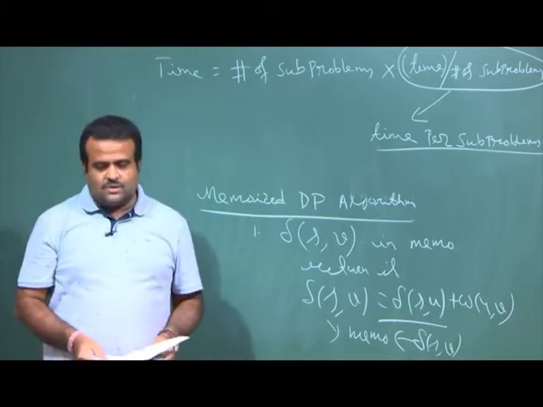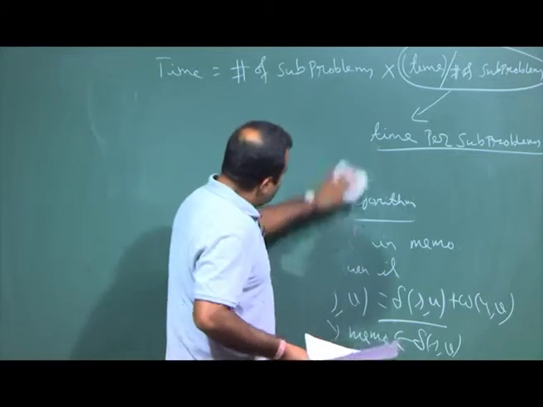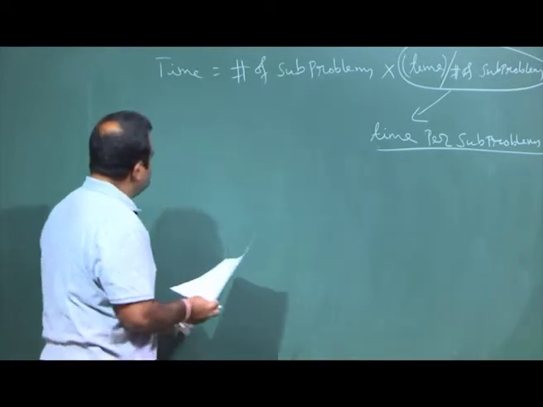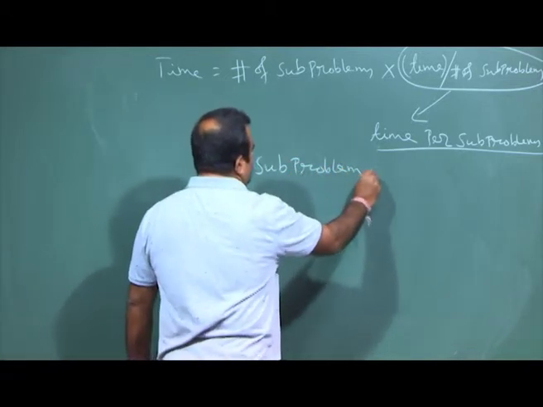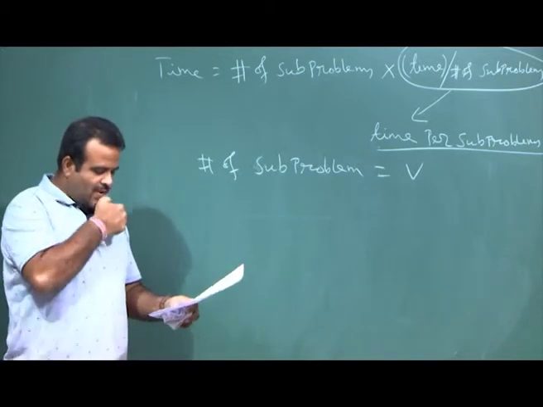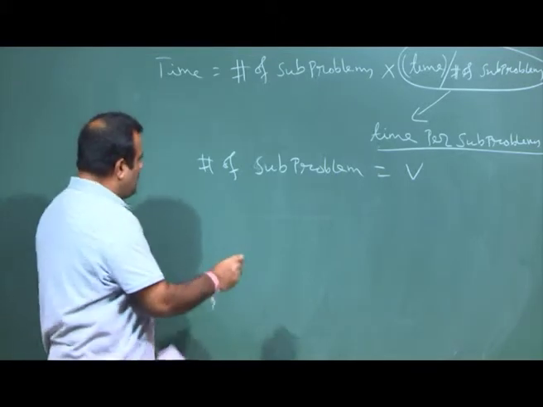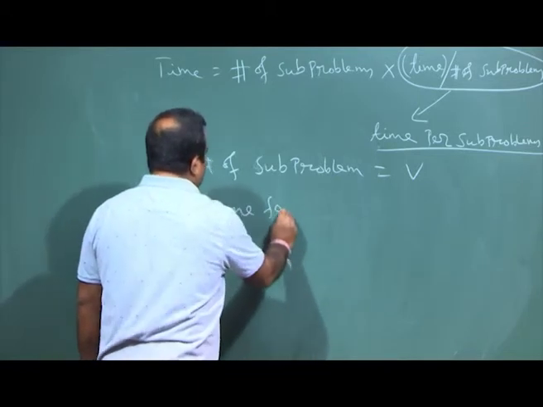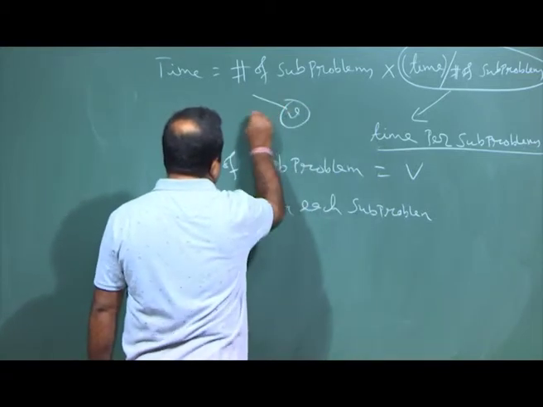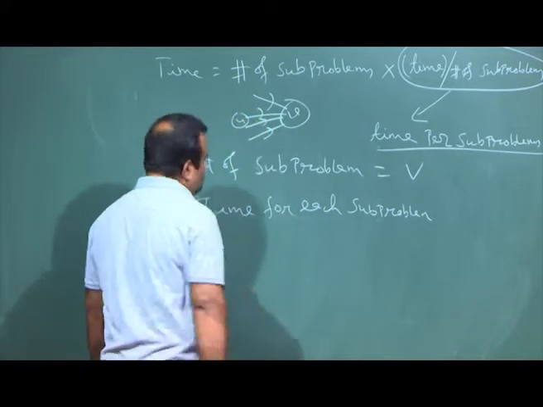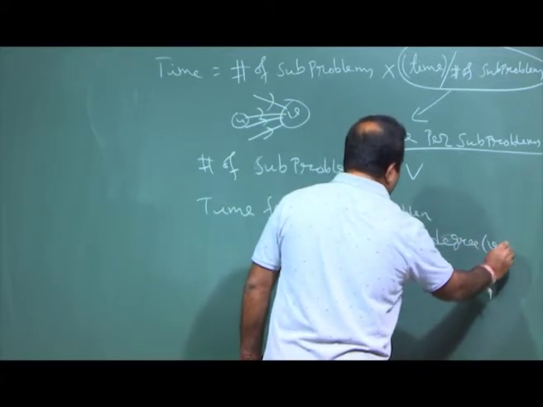So, now what is the time? How many sub problems do we have? We have V sub problems. So, the number of sub problems is order of V. Now, what is the time to solve each sub problem? How many guesses are there? The exhaustive search we are doing, so the time for each sub problem is basically the possibilities, which is the in degree of v plus 1.